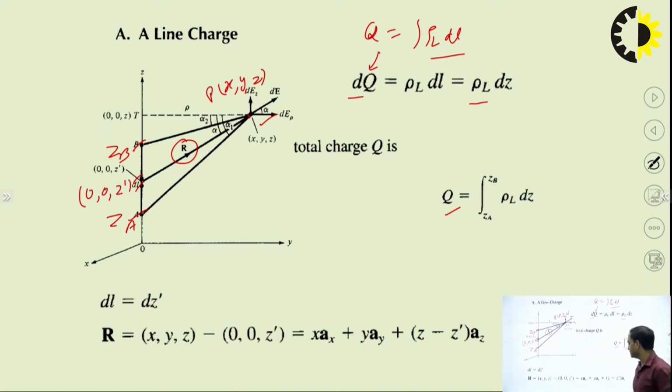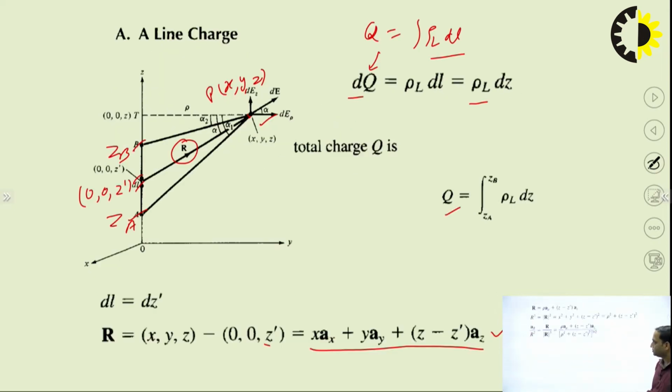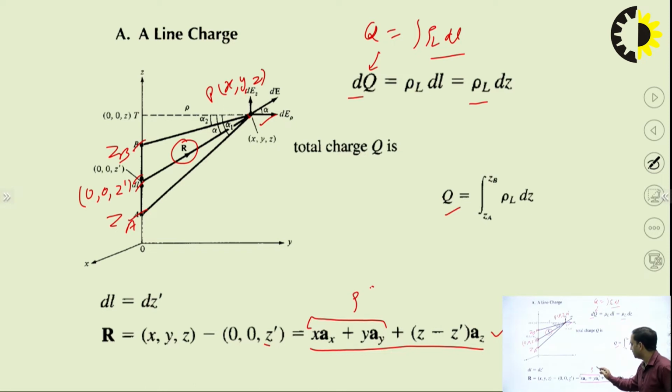So when we take this one, this will be x minus 0, y minus 0, z minus z dash. So this equation will become like this one. So this is the value of r. Okay. Again, we can also see here that x ax plus y ay is nothing but the rho arrow in the cylindrical coordinate system, right? So this is in the cylindrical coordinate system.